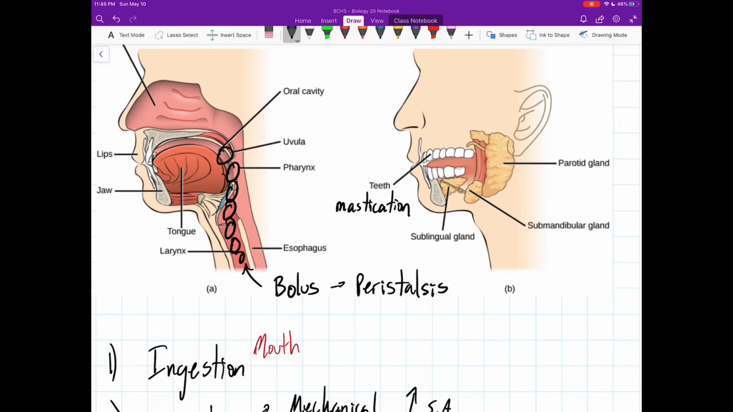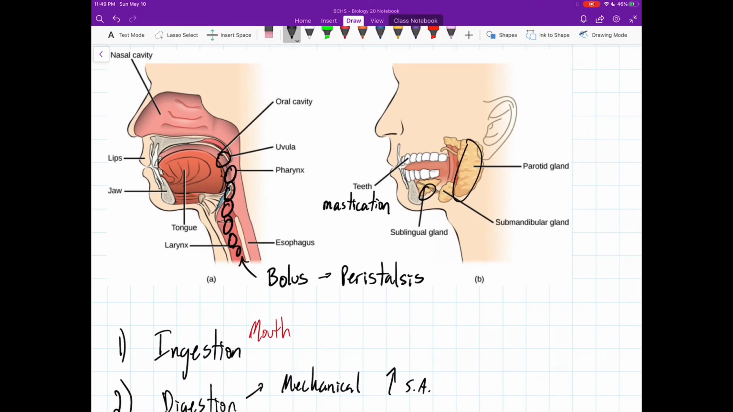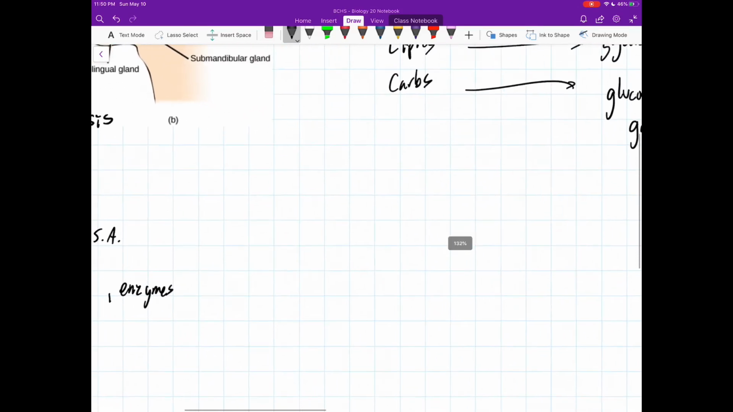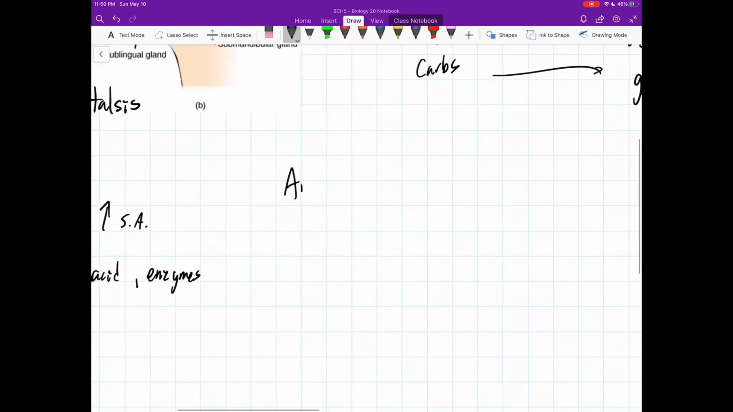So what do the glands do? The glands help with chemical digestion. Salivary glands secrete saliva, so that's these guys. And the saliva does two things. It will moisten and lubricate the food, and it contains a special enzyme. The enzyme that it contains is called amylase. And amylase will digest polysaccharides.